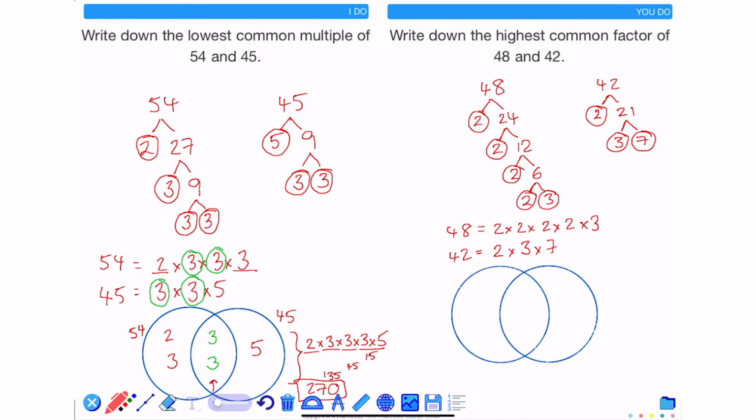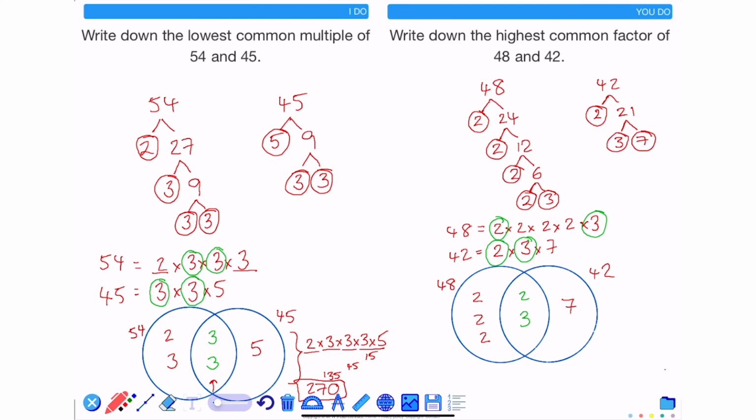Drawing a Venn diagram, with the circle on the left-hand side representing all the prime factors of 48, and the circle on the right all the prime factors of 42, the common prime factors of both numbers are 2 and 3. All the other prime factors of 48, 2, 2 and 2, do not go in the centre of the circle. As with 42, 7 doesn't go in the overlap, because it's not common to the 48's prime factors.